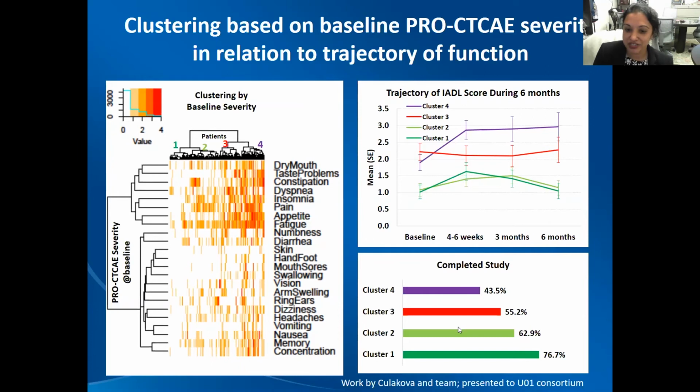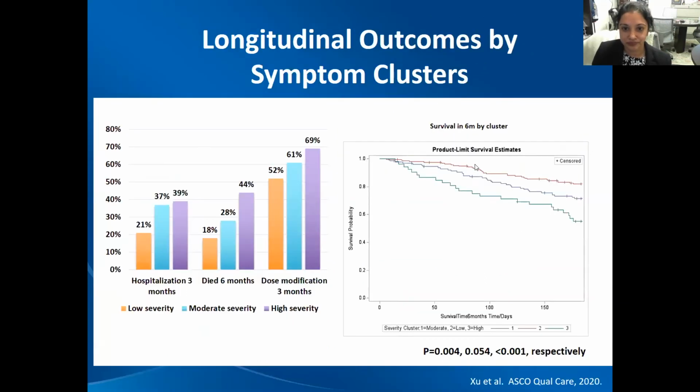In addition, the patients that clustered into the higher symptomatic burden groups by PRO-CTCAE were more likely to drop out from our study than those that didn't. And so we're seeing that there are groups of patients based on risk of symptomatic burden at baseline that may have functional consequences as they move forward with treatment.